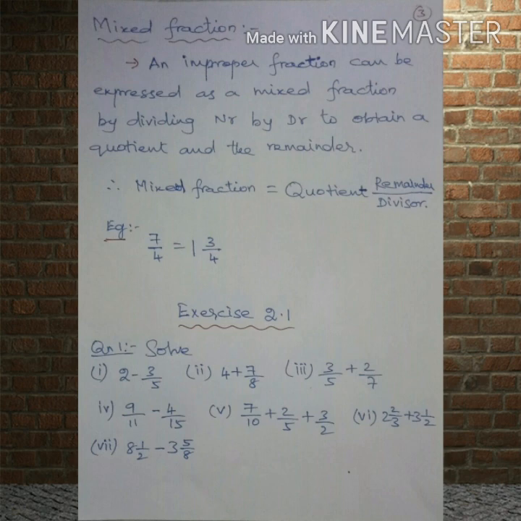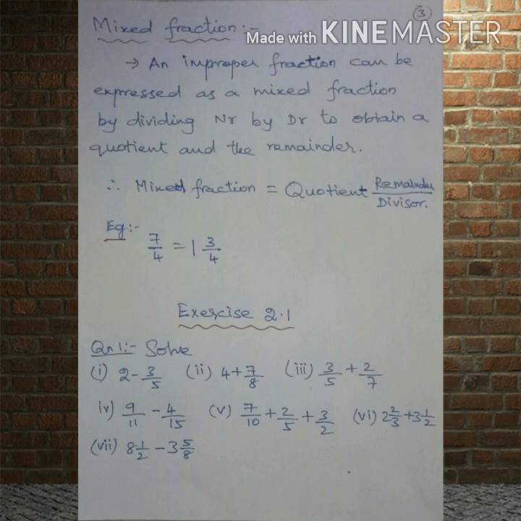I will give one example, 7/4. 7/4 is an improper fraction. When you convert it into a mixed fraction, you have to divide 7 by 4. We get the quotient as 1, the remainder is 3. So 7/4 is equivalent to 1 3/4.